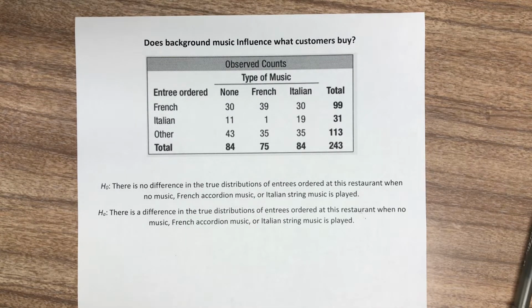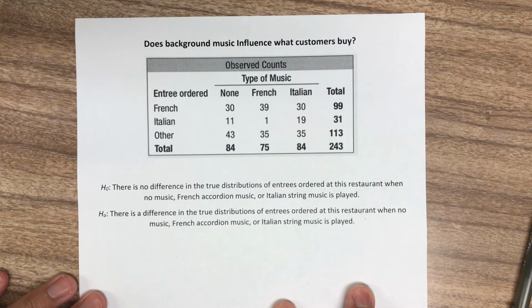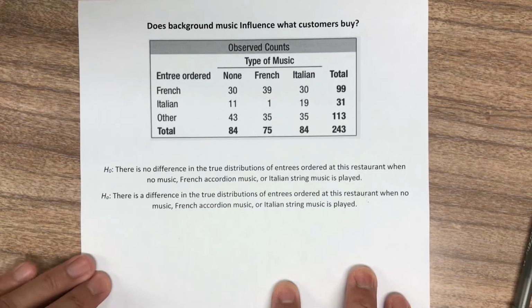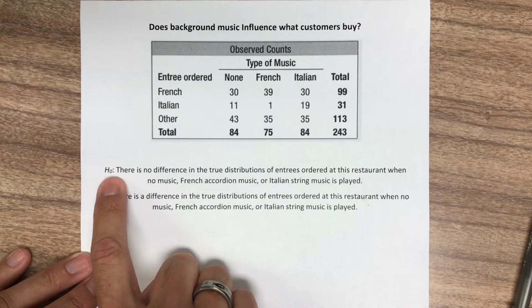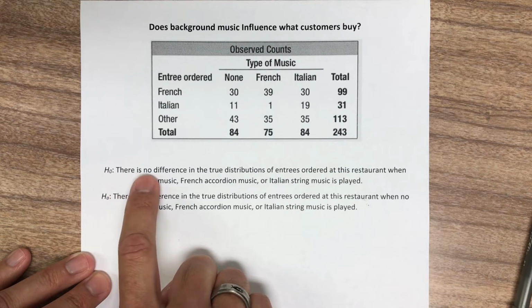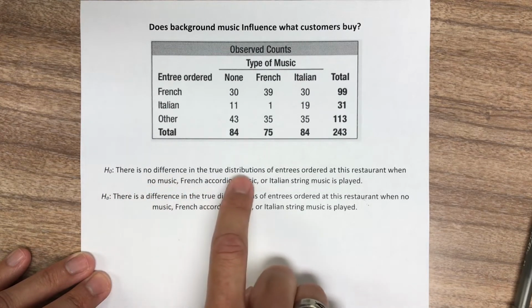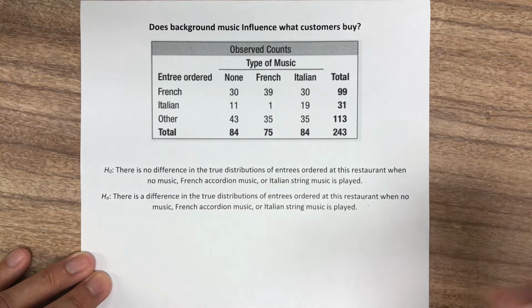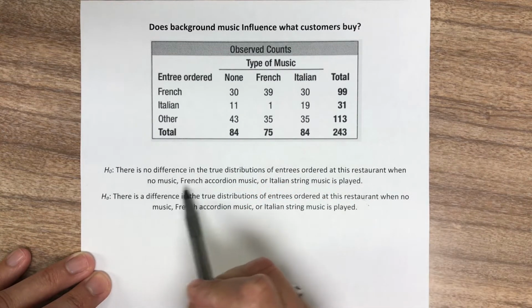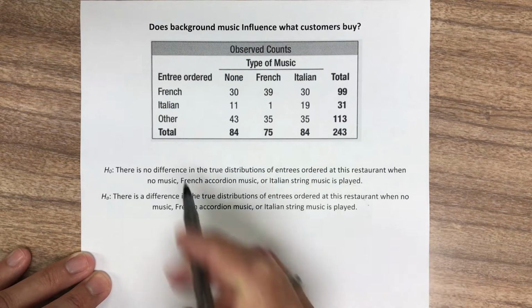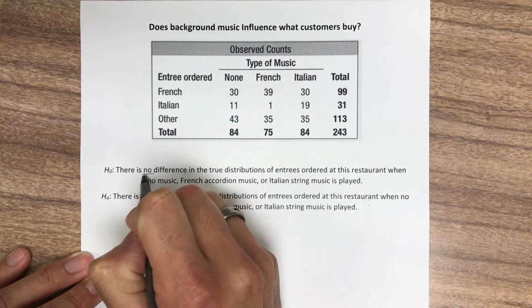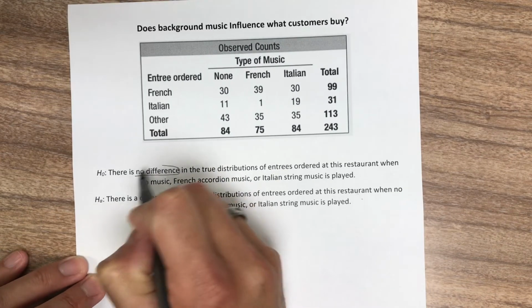Same as the other tests, we do need a null hypothesis and an alternative hypothesis, and then we can find the chi-square statistic and the p-value. For the null hypothesis in a chi-square test, we say there is no difference in the true distribution of entries ordered at this restaurant when no music, French accordion music, or Italian string music is played. So we're saying that there's no difference in this restaurant.